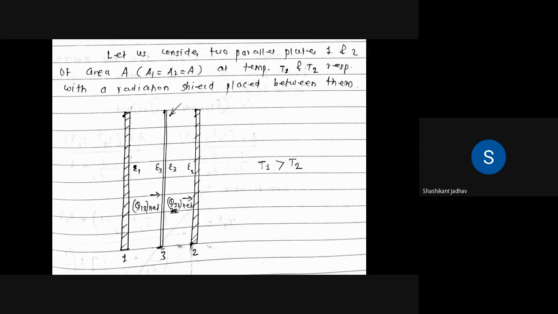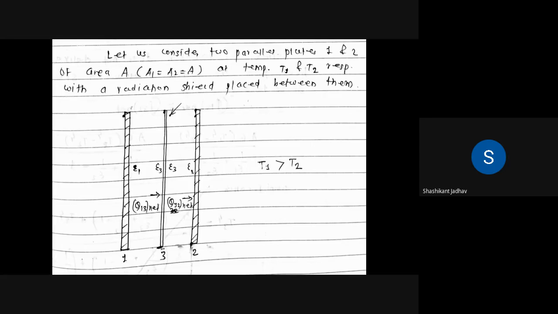So this is the information regarding that diagram. So all of you draw this diagram. Two plates are there, plate number 1 and plate number 2. In between these two plates there is one radiation shield. Plate number 1, inside surface, has emissivity epsilon 1, then the radiation shield having on both sides emissivity epsilon 3, and plate number 2, inside surface, has emissivity epsilon 2.